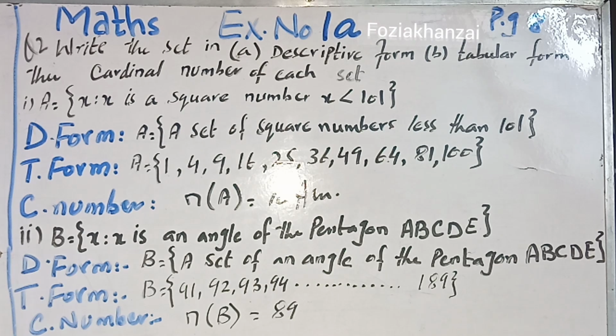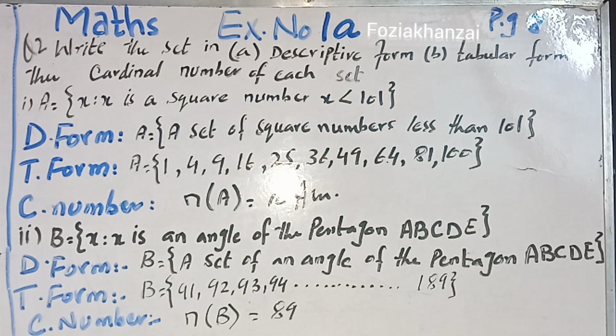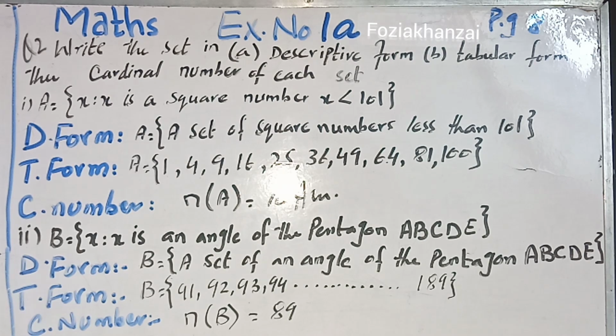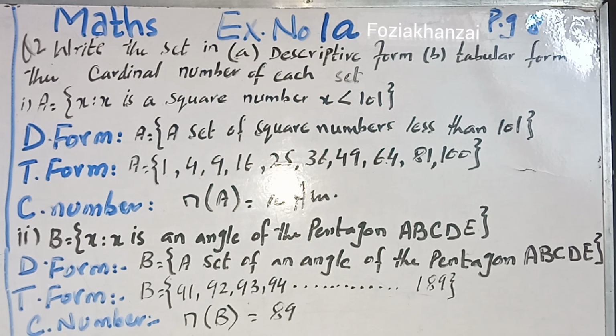Question number 1 we did in the previous video. Now I explain question number 2. Write the set below: first in descriptive form, second in tabular form, and third in cardinal number. I think, girls, you all understand descriptive form, tabular form and cardinal number. In the previous video, in question number 1, we did all these things.